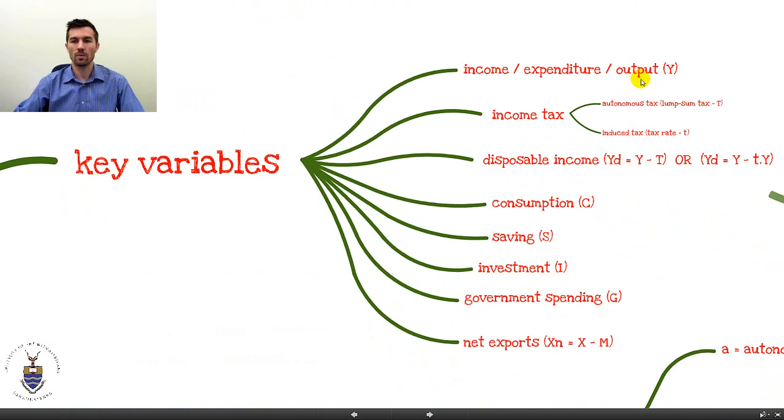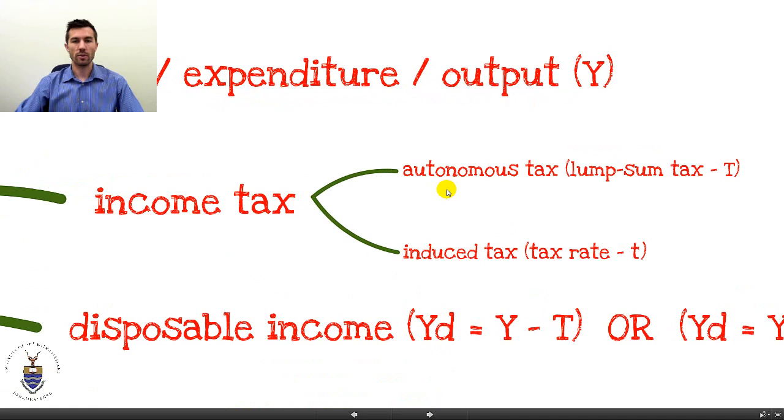If we're talking about the demand side, what are we looking at? Remember, income, expenditure, output: in our circular flow, these are all the same thing, and we measure them with the letter Y. With government involved, we also have something called income tax. We have two different types of income tax: autonomous tax and induced tax. An autonomous tax, for example a lump sum tax, is just a value. It's set and it's some number. Government taxes you 50 Rand a month, whatever it is. An induced tax, however, like a tax rate, changes depending on how much income you earn. So you might get a tax rate of, say, 30% of your income. That's the difference between an induced tax and an autonomous tax.